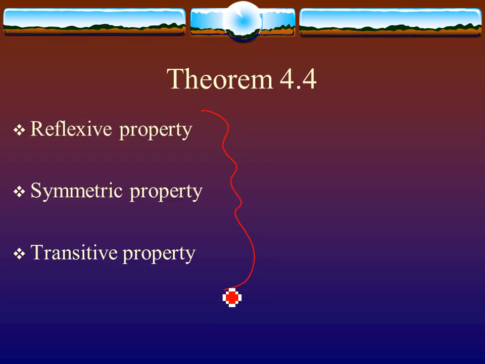We dealt with these properties earlier this year. We dealt with them for algebra, for segments, and for angles. Now we're going to deal with them for triangles. Theorem 4.4 says the reflexive property, symmetric property, and transitive property all work for, what do you think this one's going to say? Triangles. All three of those properties work for triangles also.